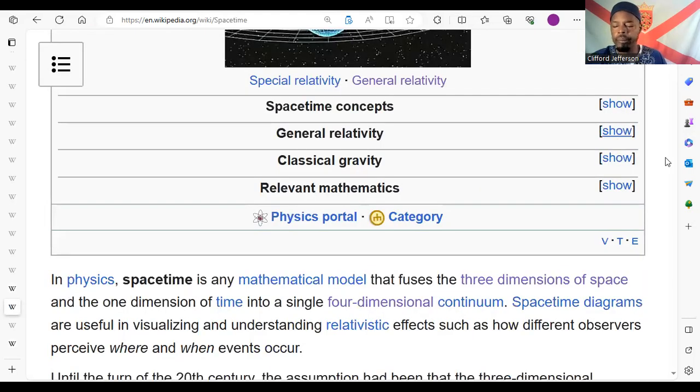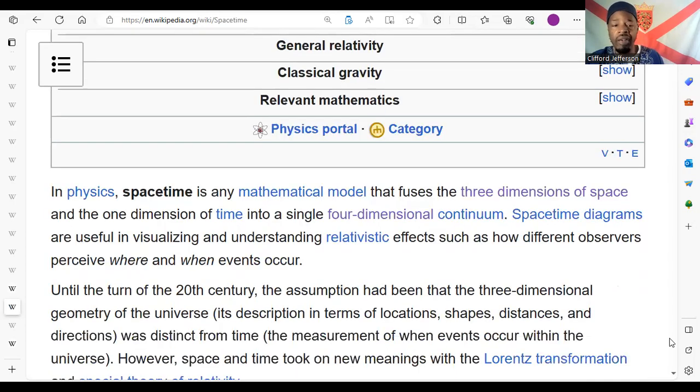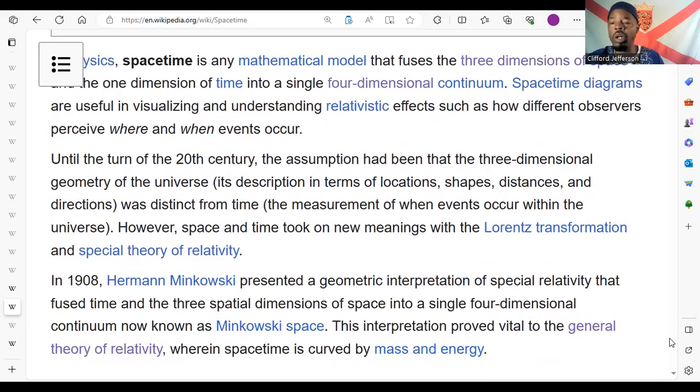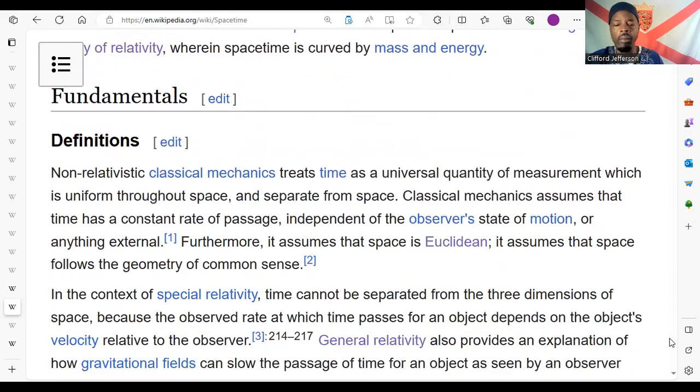Space-time. In physics, space-time is a mathematical model that fuses the three dimensions of space and the one dimension of time into a single four-dimensional continuum. Space-time diagrams are used in visualizing and understanding relativistic effects, such as how different observers perceive where and when events occur. This is what all these theorists are trying to do.